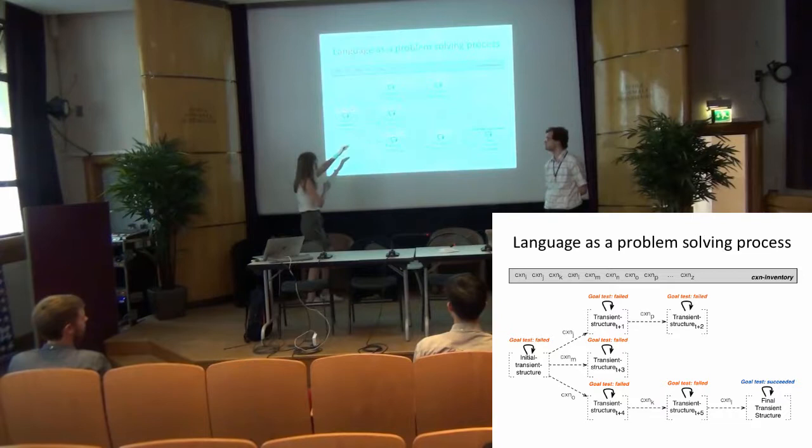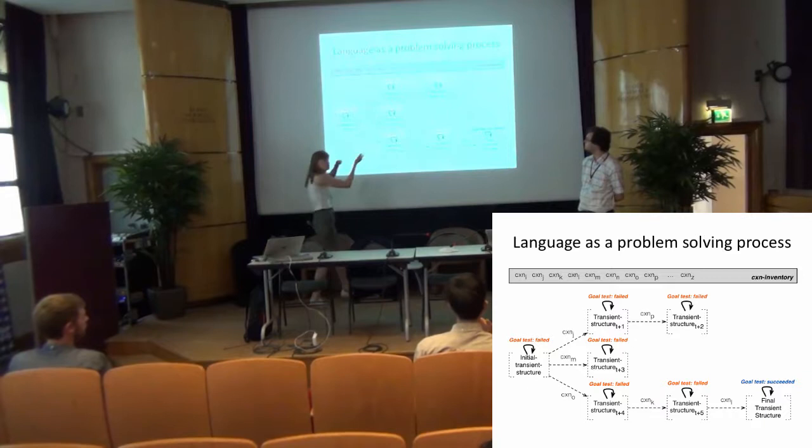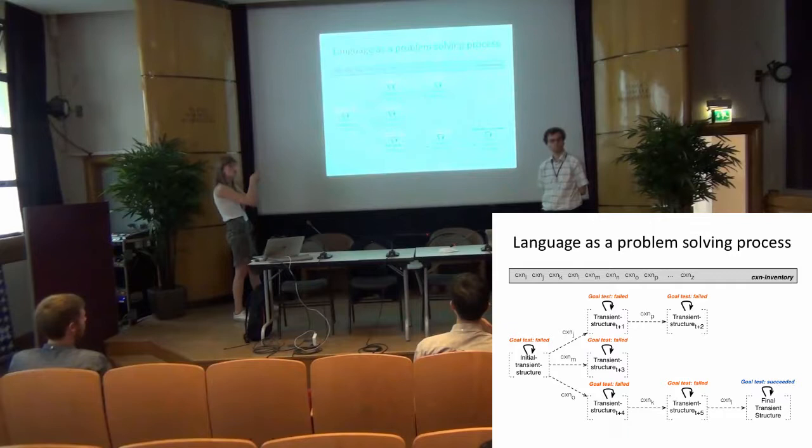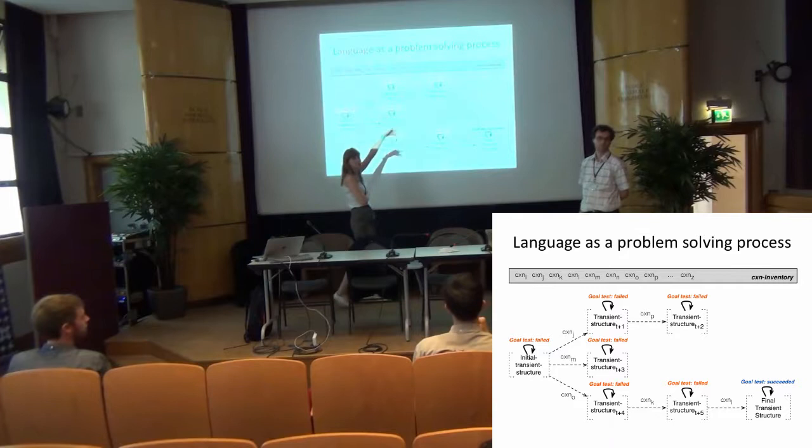So there can be multiple competing constructions that can do something at the same time. So you just pick one. Well, there are some heuristics, but let's say just the first one can go. It makes a new transient structure. And every time we check, is it already a solution? Can we stop here? Or do we need to go on? And then it goes on and on and on. But sometimes no more constructions can do anything with the transient structure, but it's not yet a solution, so you can go back.